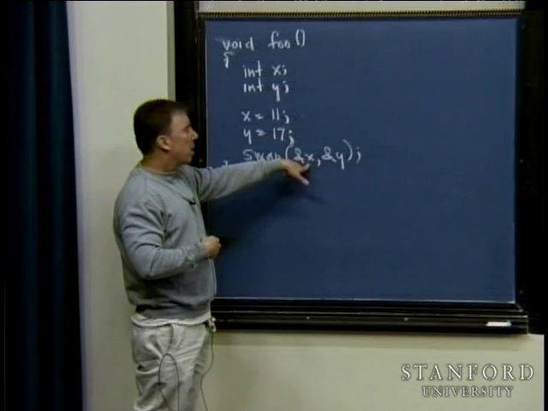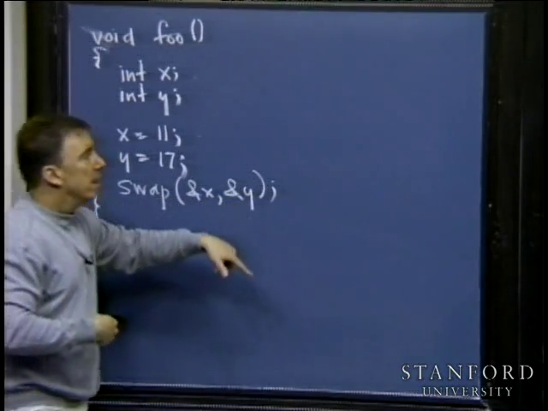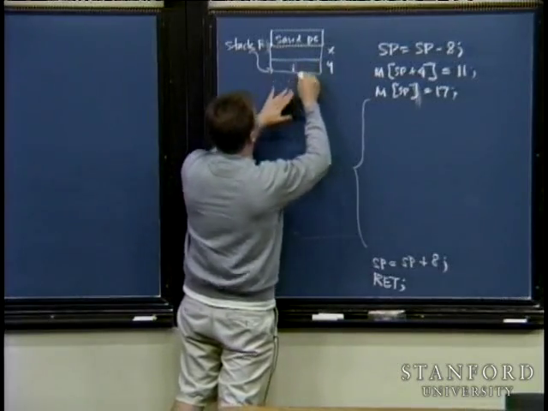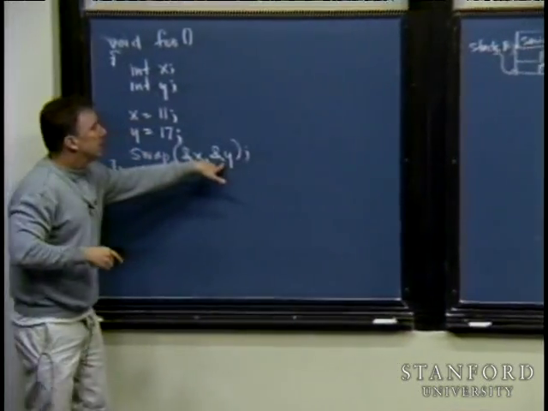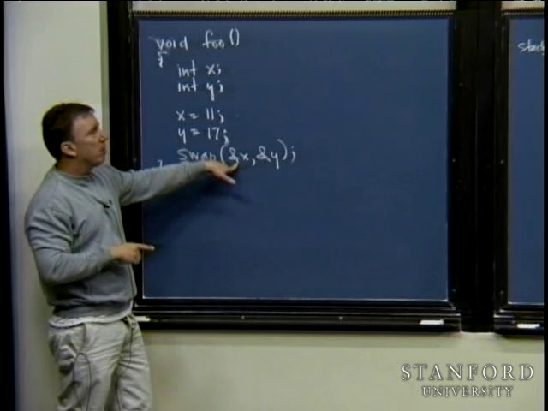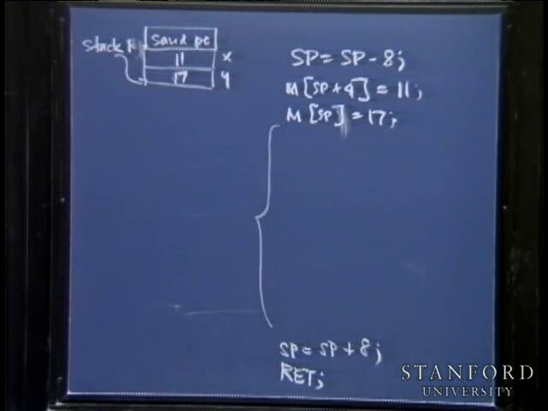So what I want to do here is evaluate ampersand of x and ampersand of y. The fact that there is an 11 there and a 17 is really immaterial to the evaluation of these two things right here. Given that setup, this is synonymous with SP plus 4. This is synonymous with SP. Okay, I want to put those values in registers.